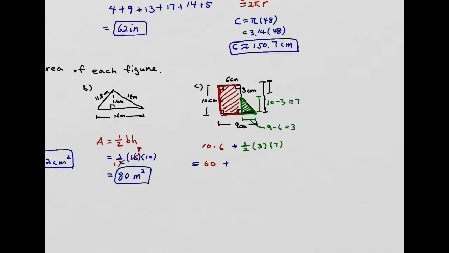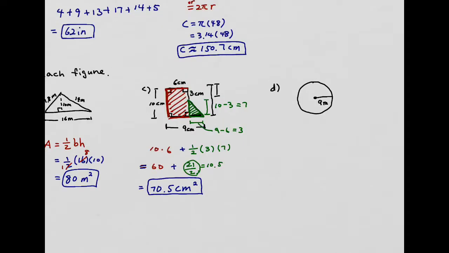plus, and then green area is going to be 21 over 2. Well, that's going to be 10.5. So when you're adding those two numbers, it's going to be 70.5 square centimeters. As you can see, your units on the area will always be square. Unit on the perimeter will always be the unit given.